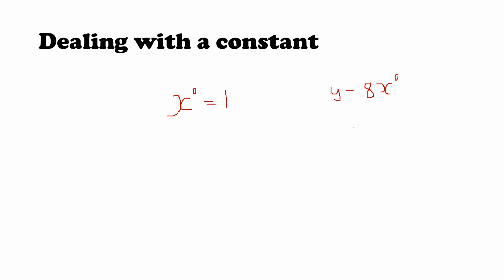So if we have y is equal to 8, it is almost like saying y is equal to 8x to the 0. And we know that x to the 0, because anything raised to the power of 0 is the same thing as 1, is therefore the same thing as just writing 8. And we don't have to put the 8x to the 0.